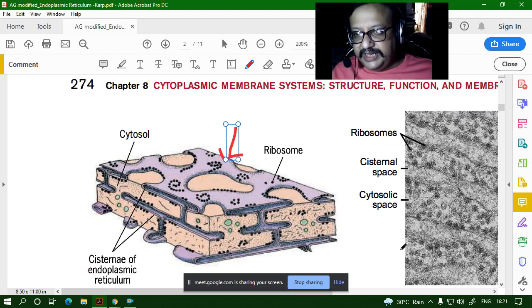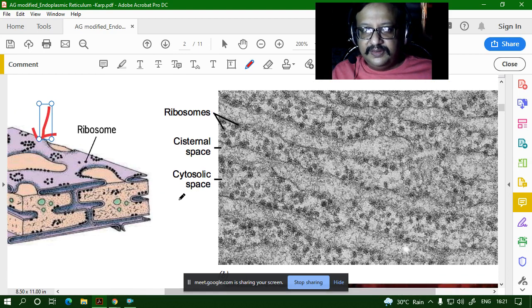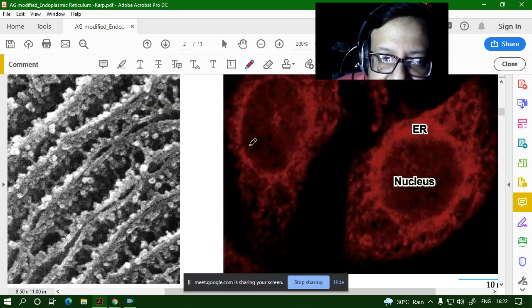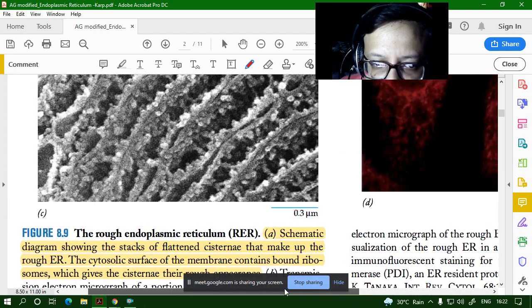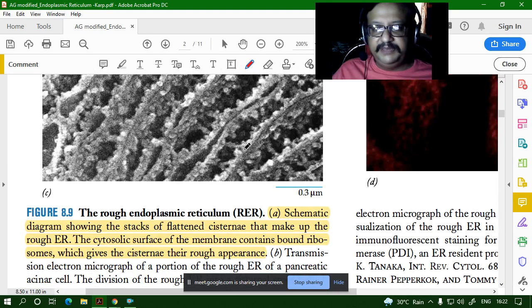And if you see the electron micrograph, you see these structures, it's drawn from these structures gradually. You can see the cisternal space over here, and you can see these ribosomes attached on top of the rough endoplasmic reticulum. This is another structure, showing the ribosomes attached on the rough endoplasmic reticulum.